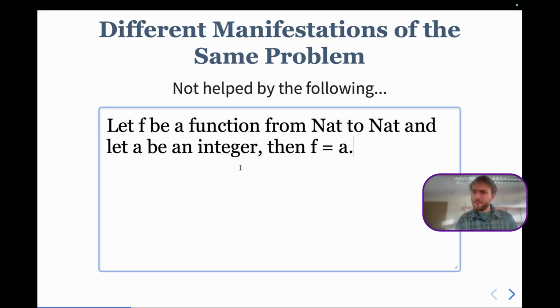It just doesn't make sense. Mathematically, the sentence doesn't mean anything. It's just incorrect. You can't set a function from the natural numbers to the natural numbers equal to an integer. This would be akin to setting, for example, the function that squares every natural number equal to 3. It doesn't work. It's like comparing apples and oranges.